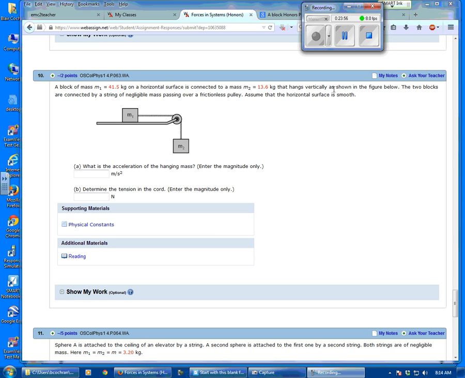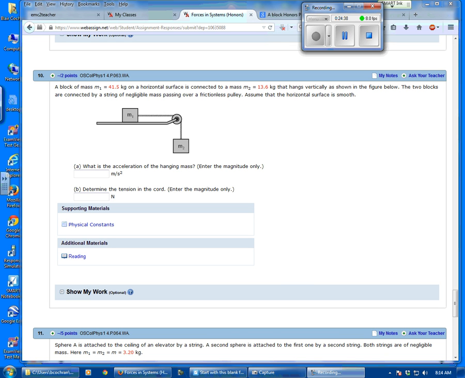So we're going to do number 10 here. And in 10, we have very similar to number 9, which we were just working on, in that we have a modified Atwood machine again. The difference here is we have a much simpler idea, in that we don't have the incline, so we don't have that trig involved. And we don't have friction, which is the other way that we could have made this a little more complicated.